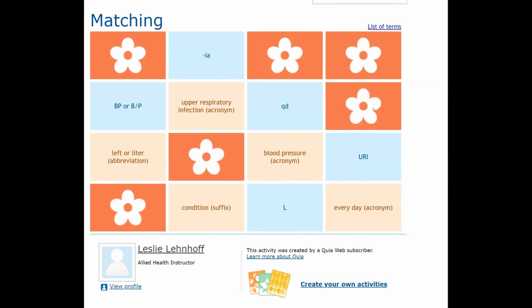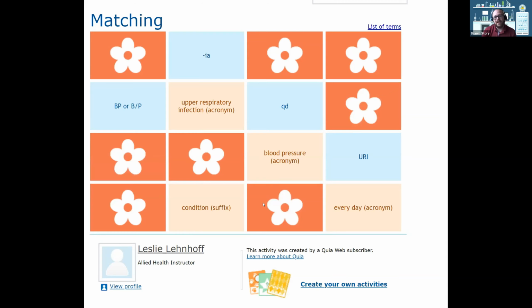L for left or liter. Yes, L for left or liter, so it could be both. And a liter is again another amount of. What are we measuring with liters? Water, liquids. Yes, liquids again, so it's volume. Yep, we have like a liter of soda, a liter of soup, things like that. All right. BP for blood pressure. BP for blood pressure.